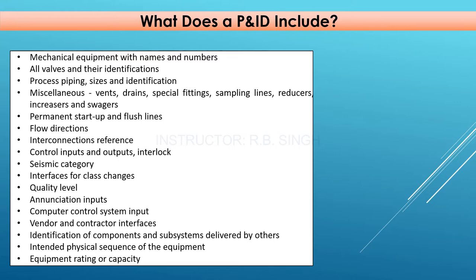There will be many types of valves. Some control valves and on-off valves will be there. Also some isolation valves will be there, and their identification, in the sense their symbols, will be there. So based on the P&ID, we can know which types of valves are used, which are the control valves, and which are the isolation valves or manual valves. So from the P&ID we can get this basic information about the valves.